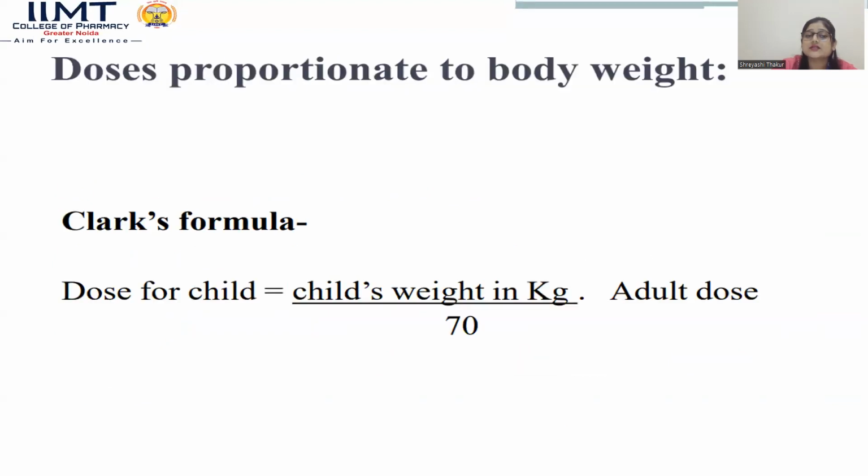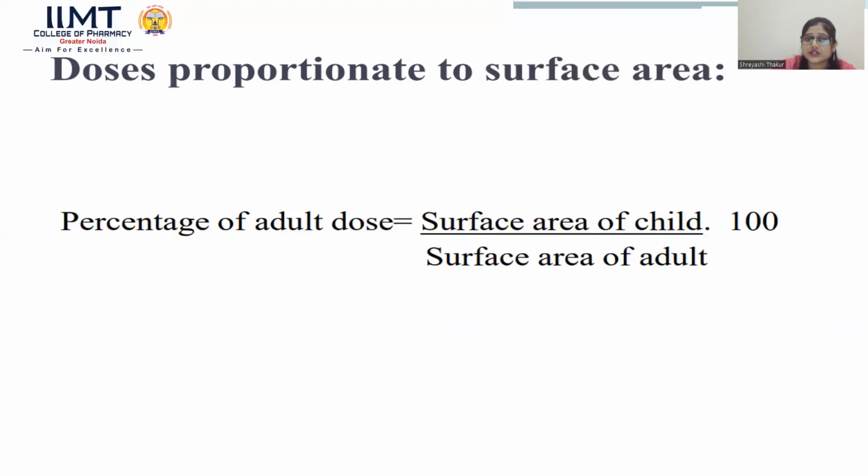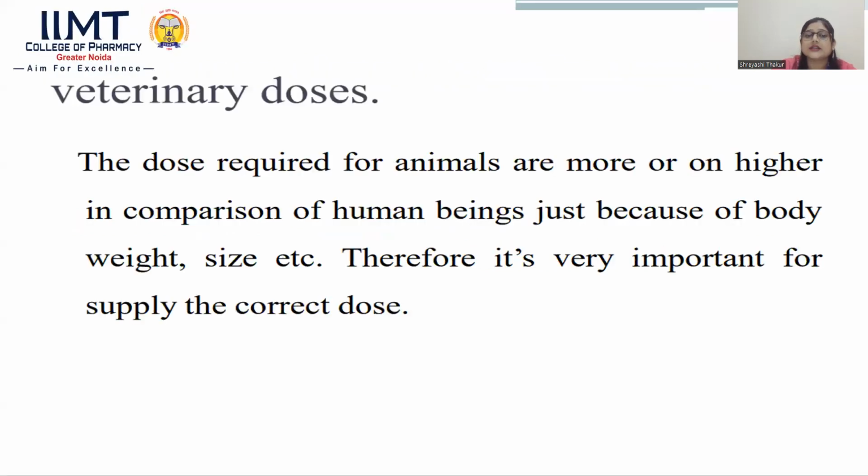Next one is Clark's formula, in which the dose for a child is calculated as the child's weight in kg into adult dose, divided by 70. Next one is percentage of adult dose, which is calculated as the surface area of the child into 100, divided by the surface area of the adult.